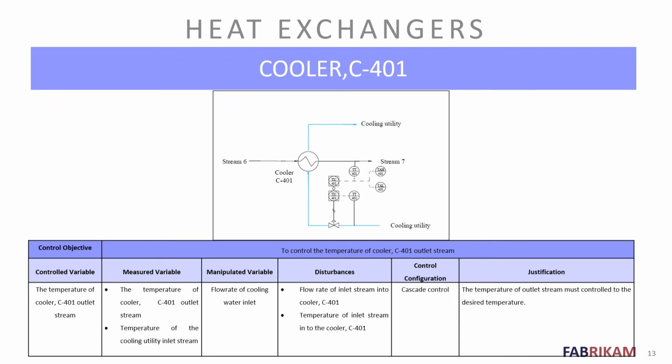Heat exchangers are used to cool down or heat up a stream to a desired temperature. There are 4 coolers and 1 heater in this plant. The control configuration for all the heat exchangers is cascade control.